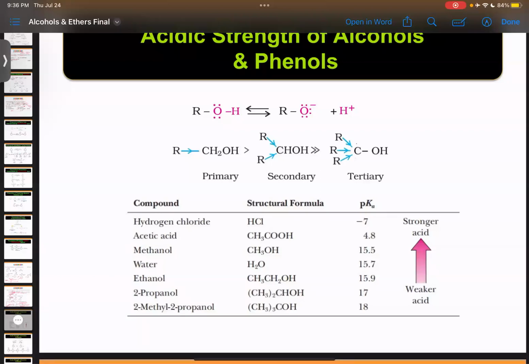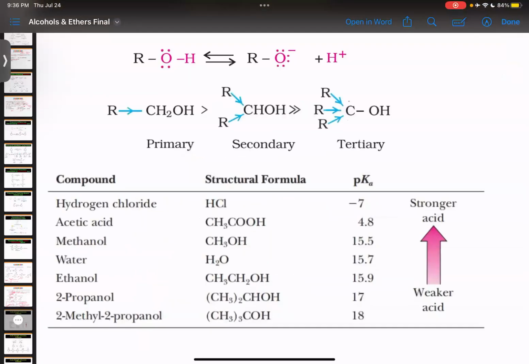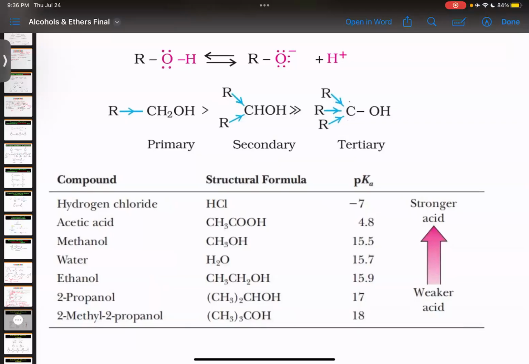Any doubts in this? So these are the compounds: HCl, acetic acid, methanol, water, ethanol. Okay, you can see the primary, secondary, and tertiary. Ethanol to propanol and 2-methyl propanol, that is tertiary alcohol. Tertiary alcohol is less acidic, so pK is larger, 18. I hope you can see it. Clear?